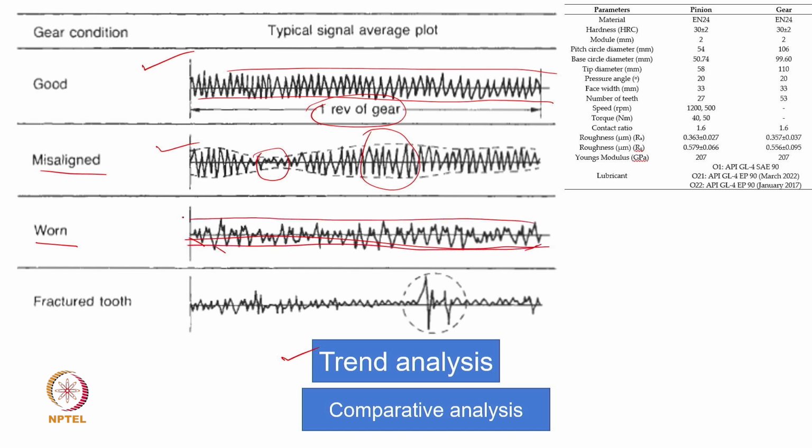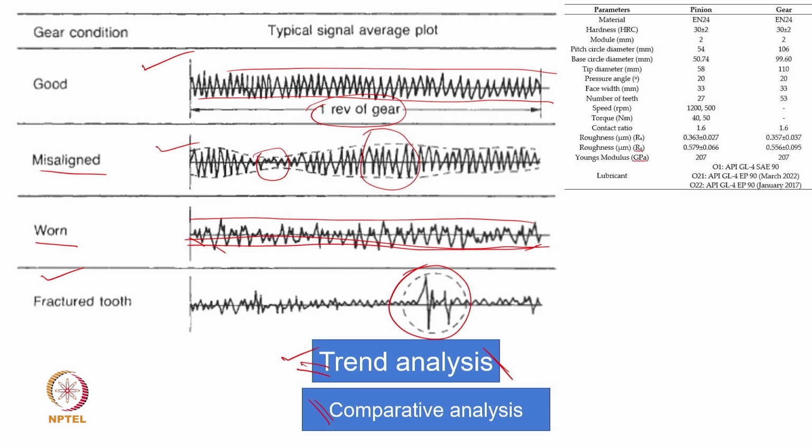So the gear teeth response in this situation: if a tooth is fractured, we will get one high gear teeth response, and just before and just after that we will get a lower response. So this is a kind of trend analysis which we can do, or sometimes we try to superimpose the signals on each other. It can be a comparative analysis.